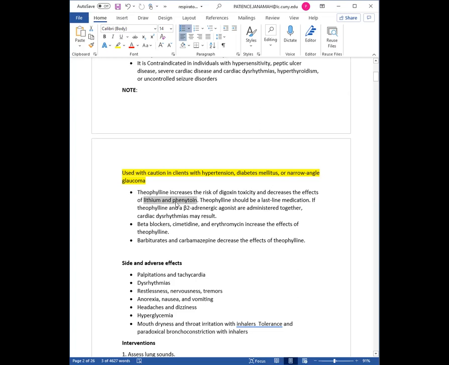So if I'm already taking this for seizures and you're giving me theophylline because I'm having shortness of breath today, tomorrow I may get a seizure attack. So they're just telling you to take note. It doesn't mean you can't take it, but monitor the effectiveness of both. Remember phenytoin, we have to always do blood work for the phenytoin. We have to always do the peak and the trough. So you monitor the phenytoin level in the patient. So theophylline should be a last line medication.